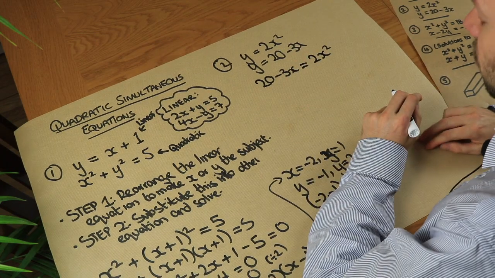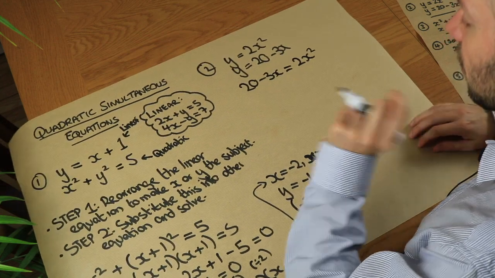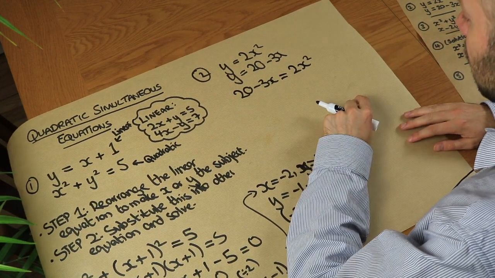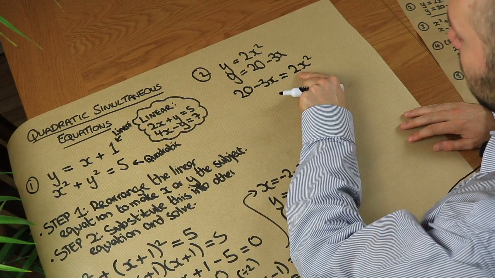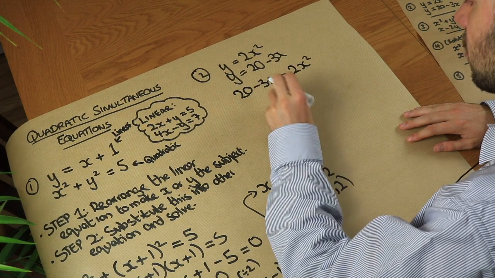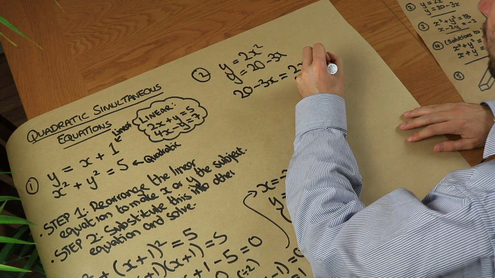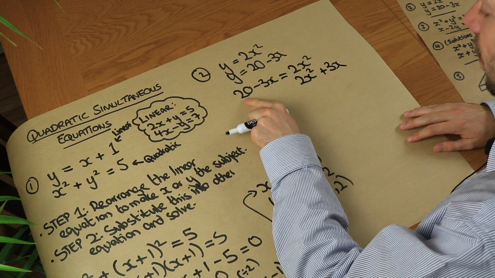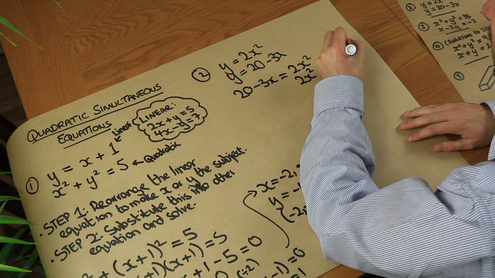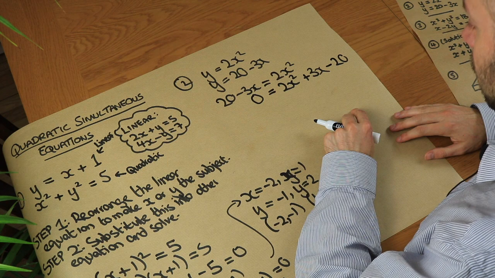So again, we have a quadratic equation, and we want to solve it. Remember, to solve a quadratic equation, we want 0 on one side. So we want to try and get everything on the side where x squared is positive, i.e. on the right-hand side. So what I'm going to do is add 3x to both sides. So I have 2x squared plus 3x. And I also want to get rid of that 20 there. So I'm going to subtract 20, and that's just going to leave 0 here. We need to factorize this.